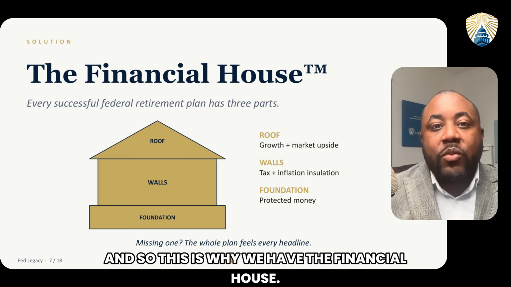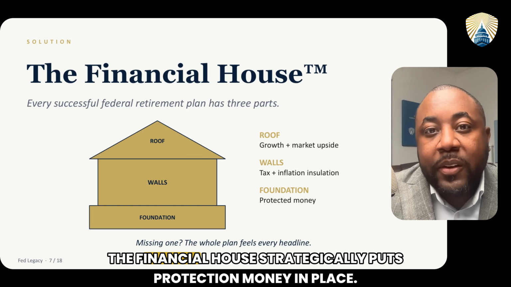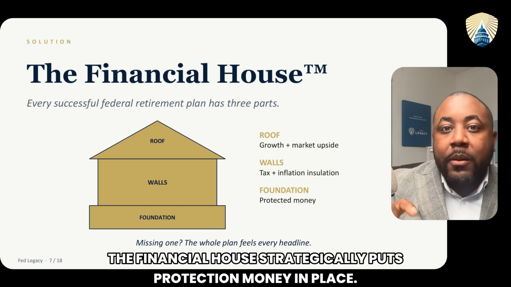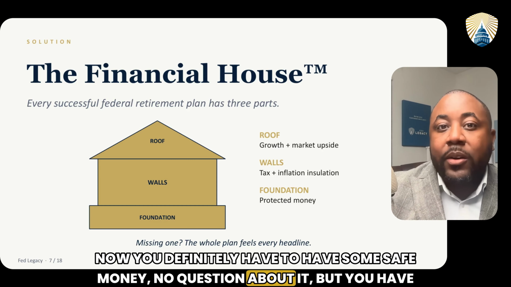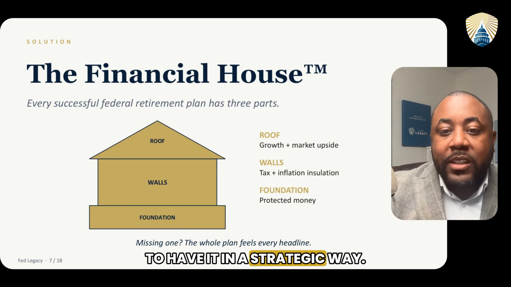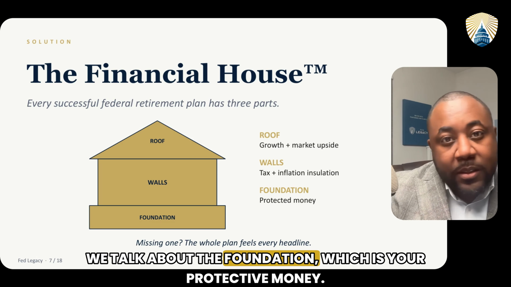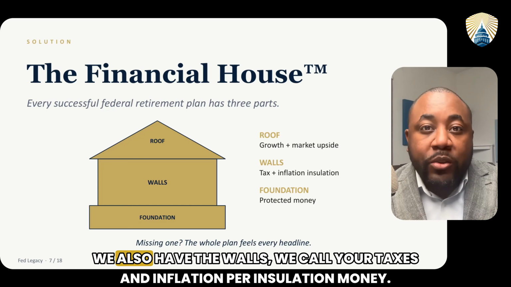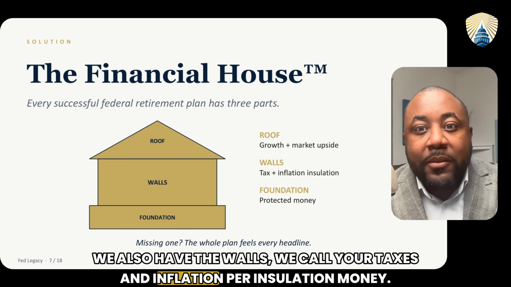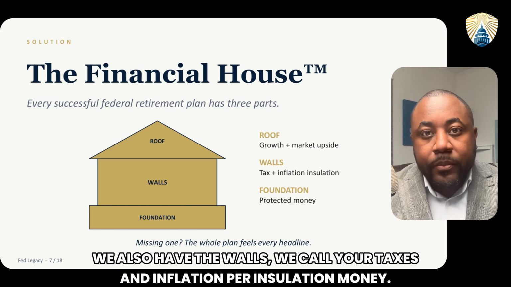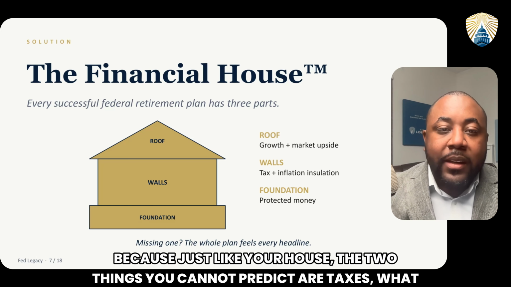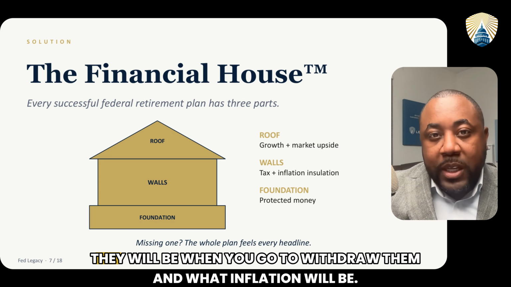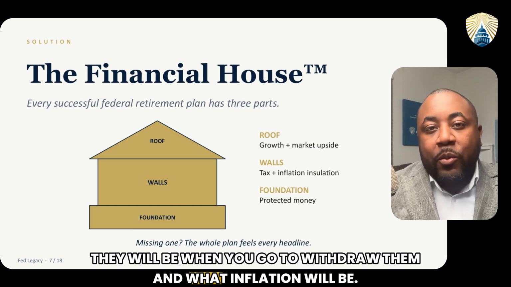And so this is why we have the financial house. The financial house strategically puts protection money in place. Now, you definitely have to have some safe money, no question about it, but you have to have it in a strategic way. We talk about the foundation, which is your protected money. We also have the walls, what we call your taxes and inflation insulation money. Because just like your house, the two things you cannot predict are taxes, what they will be when you go to withdraw them, and what inflation will be.